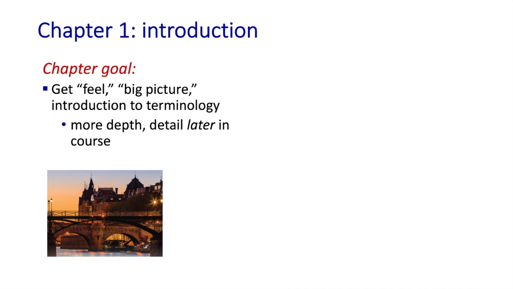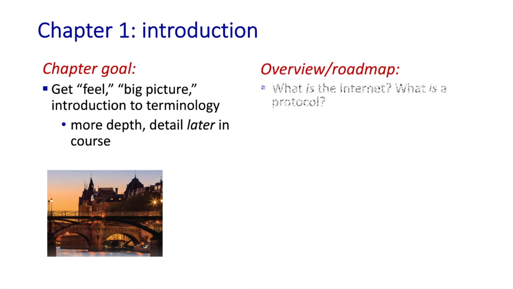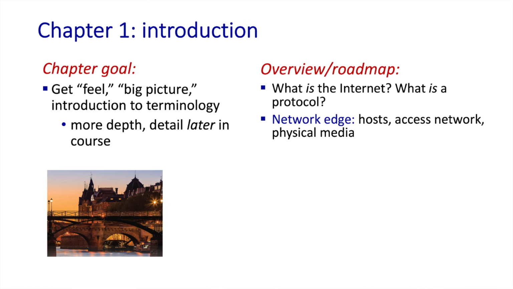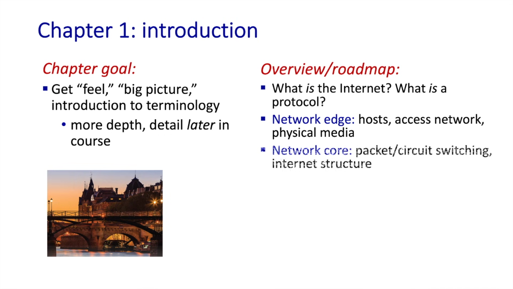Here's what we're going to cover in this introduction and overview, which corresponds to Chapter 1 in our textbook. We'll start with where we are here with an introduction and asking ourselves two questions. What is the internet and what is a protocol? And that'll get us started. Then we're going to dive down into more detail. We're going to start at the network edge. We're going to look at the hosts, at the access network, and the physical media that make up the internet in more detail. We're then going to dive down into what we might call the network core.